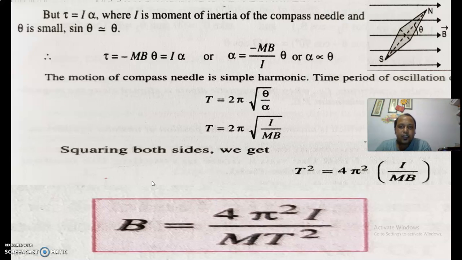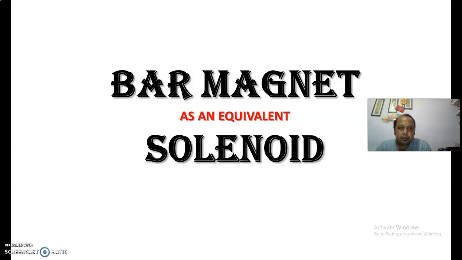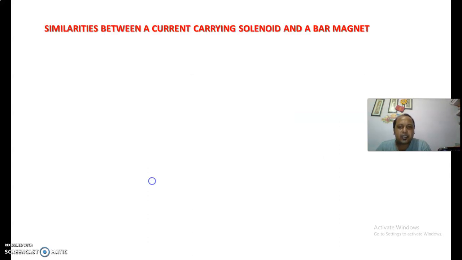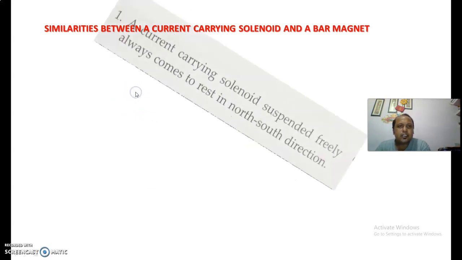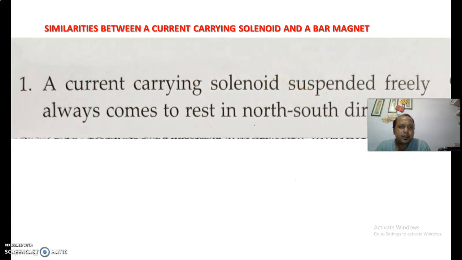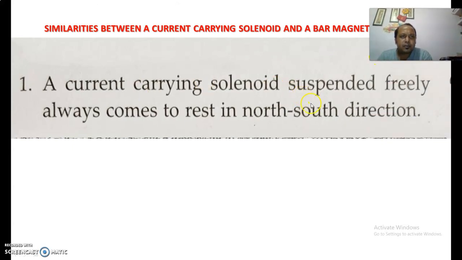The next thing which we are going to discuss is some of the similarities between the bar magnet and the solenoid. That is, we call the bar magnet an equivalent solenoid. They exactly represent the same thing. So the solenoid has to be a current carrying solenoid, then only it will represent the bar magnet. So some of the similarities are there.